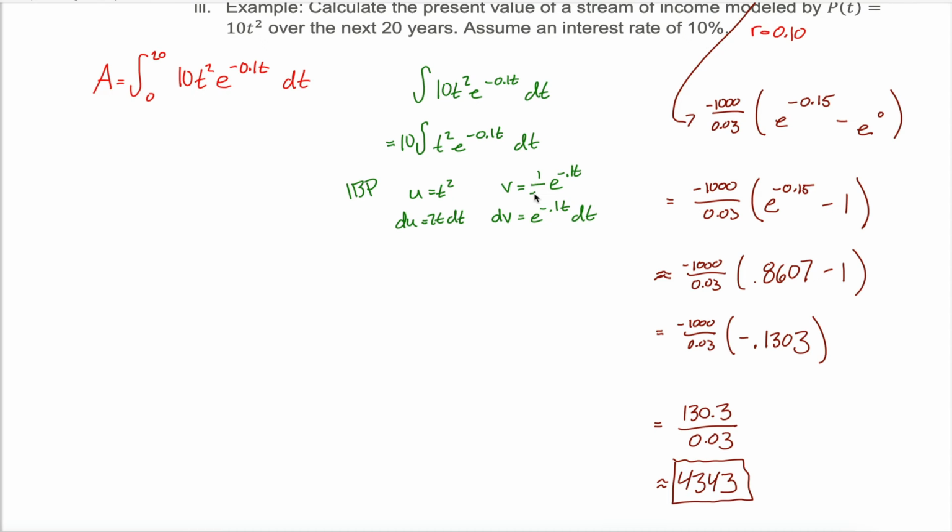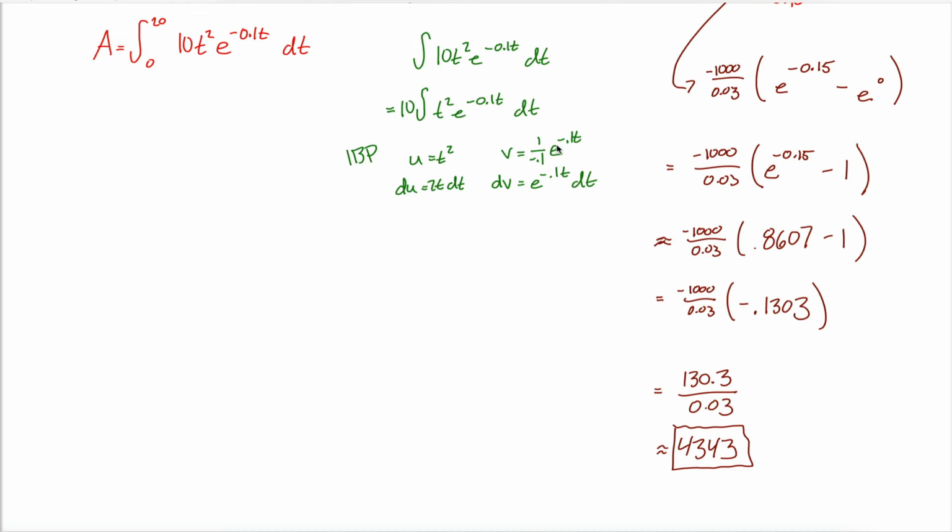Well, we'll divide by that negative 0.1. If dv is e to the negative 0.1t dt, then v is equal to 1 divided by negative 0.1 times e to the negative 0.1t. Kind of a mess, but we have all the pieces to do integration by parts. Integration by parts tells us that this integral is equal to u times v, so t squared, my value of u, times my value of v. You might be able to simplify this a little bit. 1 divided by 0.1 is the same as 10. So 1 divided by negative 0.1 is negative 10 e to the negative 0.1t.